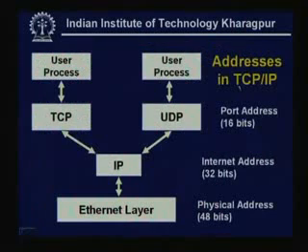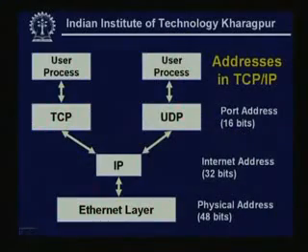First, let us focus on addressing. In TCP/IP you will encounter 3 different types of addresses. As you know, if you want to send a letter, you have to write the address of the destination, and then put the letter in the letter box. Similarly, if you want to send any information, you have to know the address of the destination where you want to deliver. And in TCP/IP you will encounter 3 different types of addresses.